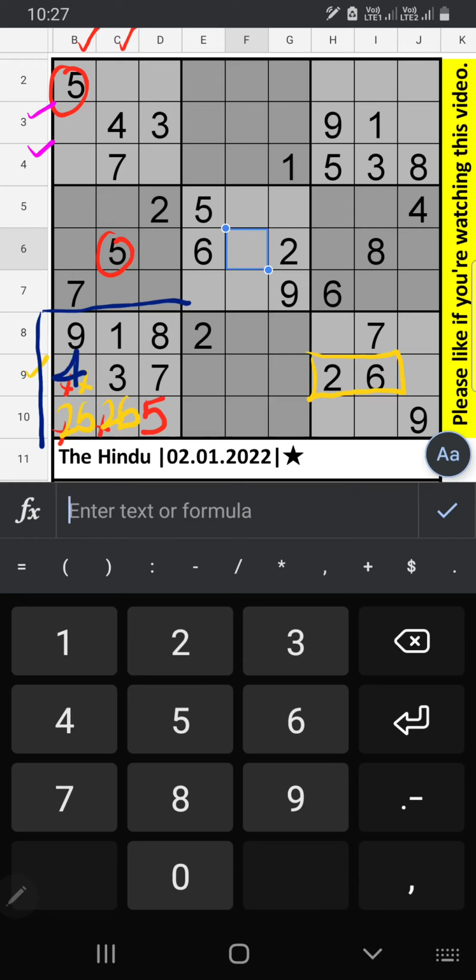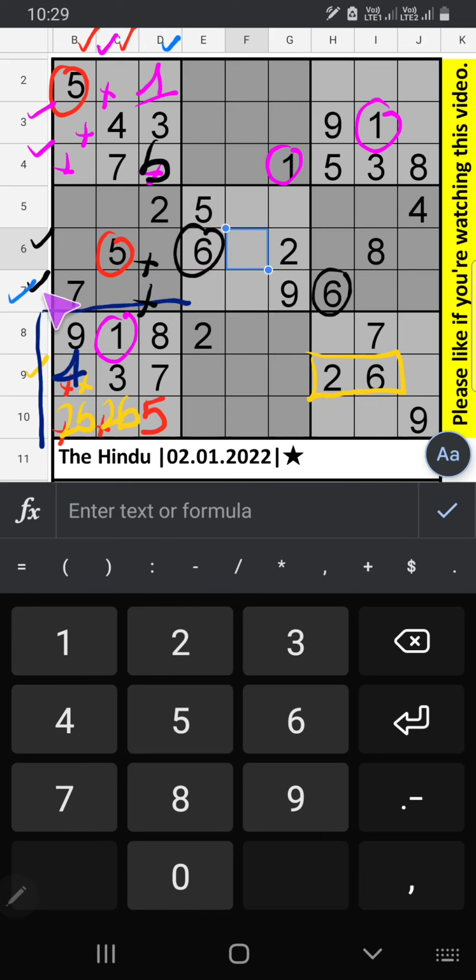In the 3rd row and 4th row, we have 1. 1 can't come in these cells. Column C, we have 1. 1 can't come in this cell. 1 is confirmed here. In the 6th row and 7th row, we have 6. So 6 can't come in these cells.